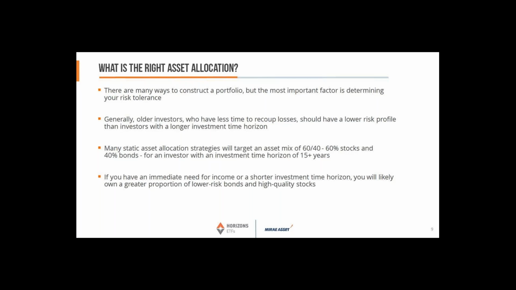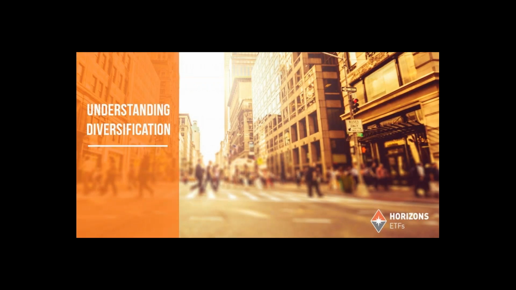Now, if you have an immediate need for income, obviously a shorter investment horizon, you'll likely own a greater proportion of lower risk bonds, and your stocks will probably have more of a dividend bias and a more conservative bias.